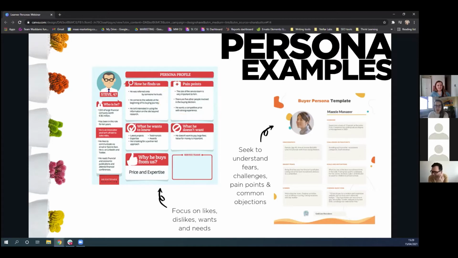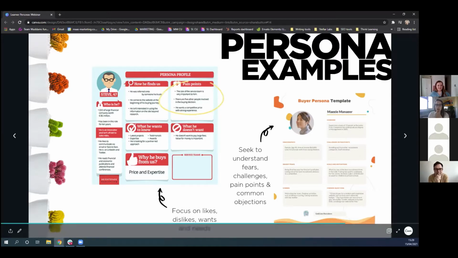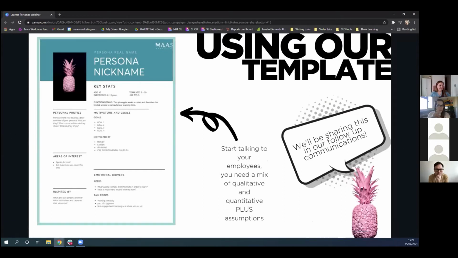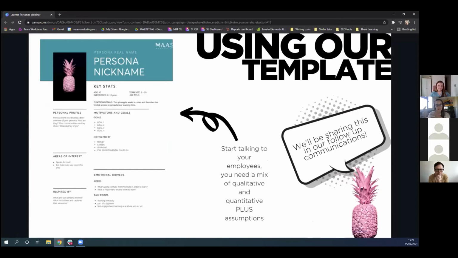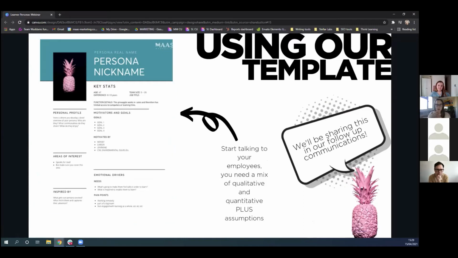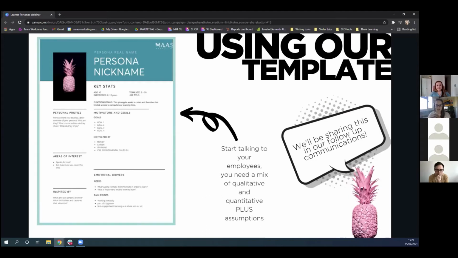So if Han will change the slide for me, I just wanted to chat through the template that we've got for you guys. This is just a really rough template, but I've used this with clients and I find it really effective because it gives you enough information, but it's all contained on a single page of A4. It's a snapshot. And it basically gives you a really clear idea of who this person is.